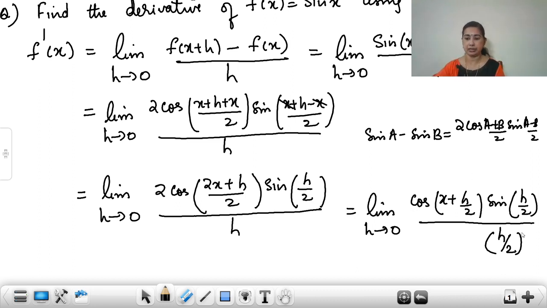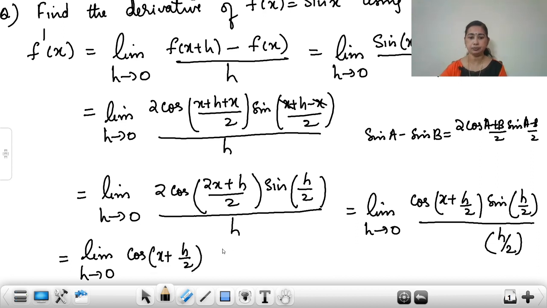Now we can apply the limit. As we have already studied, if sin comes, in order to apply the limit, what is there in sin of h/2, the denominator also should have the same thing. Here already sin(h/2) and here also h/2 is there. So we can apply the limit. So this is equal to, separately applying the limit for this and this, the limit as h tends to 0 of cos(x + h/2) into the limit as h/2 tends to 0 of sin(h/2) by h/2.